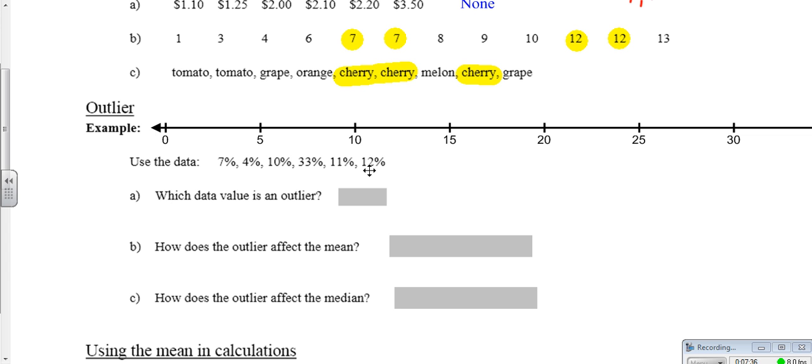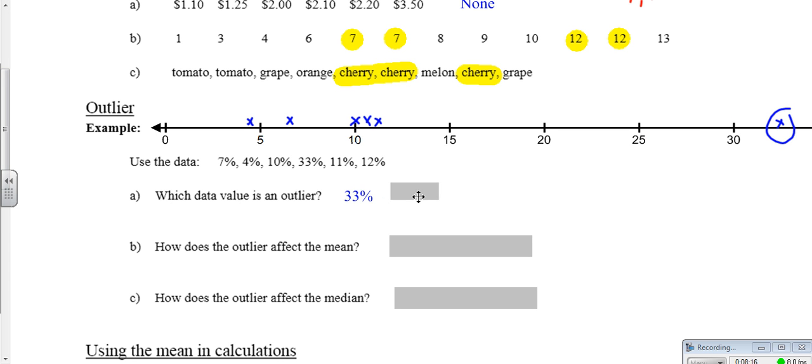Now sometimes it helps to graph. So let's take a look at that. We have a 7%, so I'll put a dot where that would be. So 7% is about here. 4% is about here. 10% would be about there. 33% is over here. 11% and 12%. So when you graph it, sometimes it's easier to see. Very grouped between around 5 and 10, and then there's this one. So that is definitely an outlier.